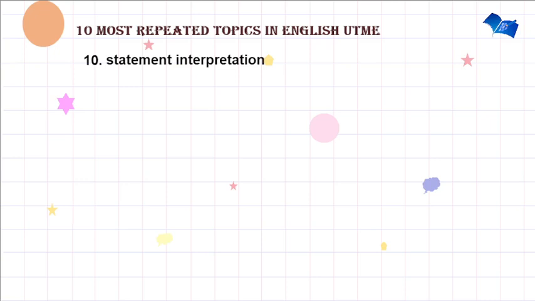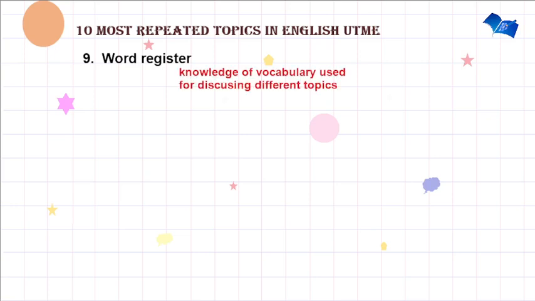Number 10 in the list is statement interpretation. Now, this topic requires you having knowledge of idioms and phrasal verbs to be able to tackle questions on this topic accurately. Next is word register. Under this, you need to know vocabulary, a lot of them, and you need to know vocabulary you can use for discussing different topics. Let's say for medicine, for banking, and others.